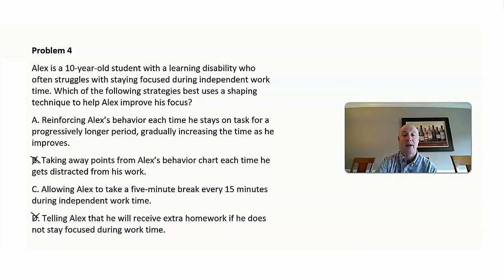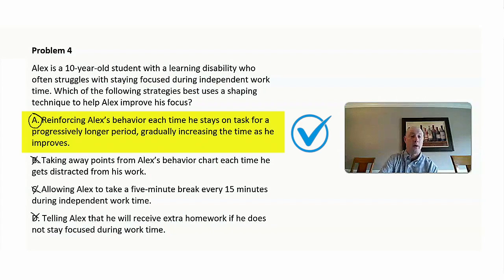Choice C, allowing Alex to take a 5-minute break every 15 minutes during independent work time. So taking a break is not a shaping technique. So we're going to eliminate choice C. So choice A, reinforcing Alex's behavior each time he stays on task for a progressively longer period, gradually increasing the time as he improves. So that would be the correct answer. And what we're doing is we're rewarding Alex's behavior as he gradually improves his focus time, which would definitely be a shaping technique. So the correct answer is choice A.